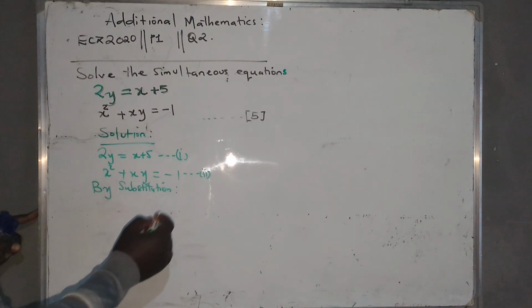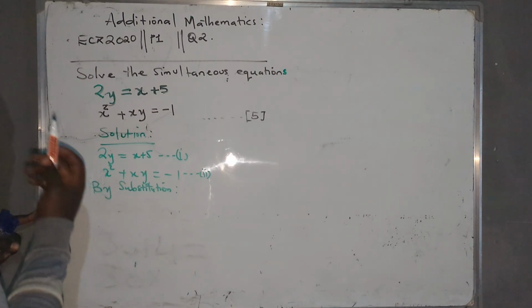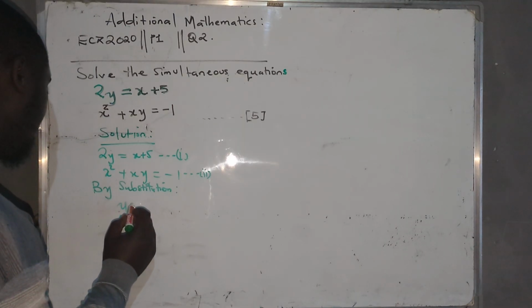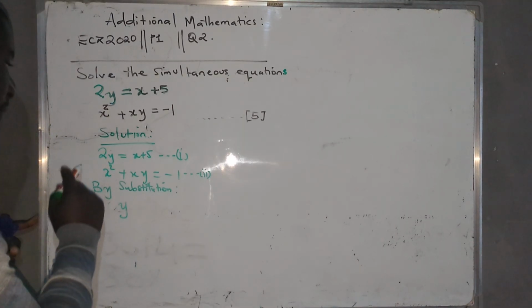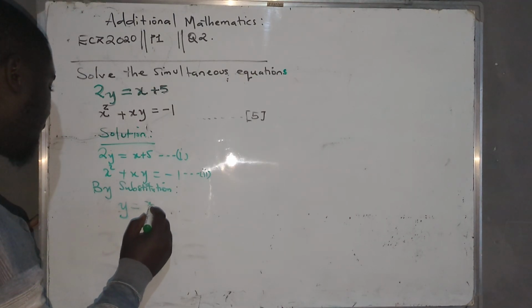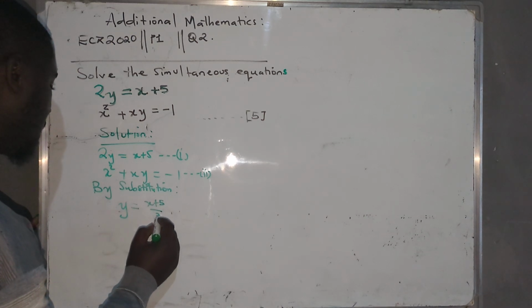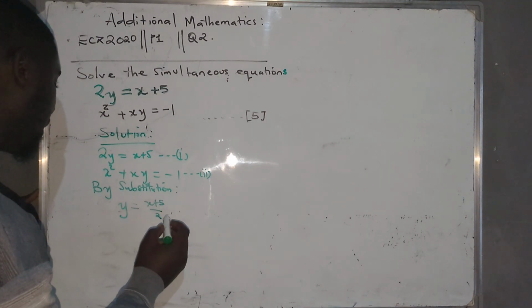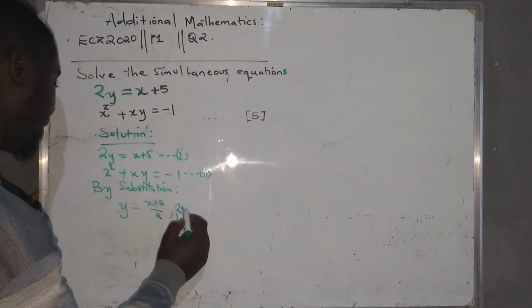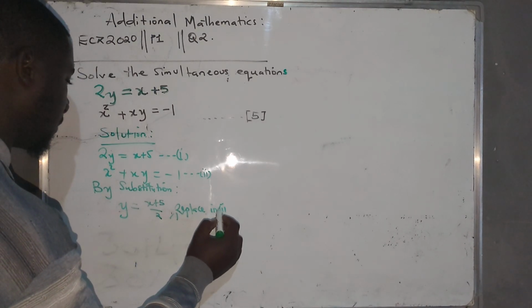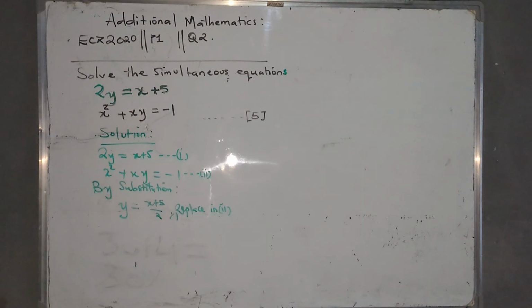we make, let's try to make y the subject, right? So y is equal to, if you are meant to make y the subject, you understand that you divide throughout by 2. So we're going to get x plus 5 over 2. And this is what you get. So this is going to be giving you the y value. And then at this stage now you can say replace in 2. So we're going to replace that one in 2.